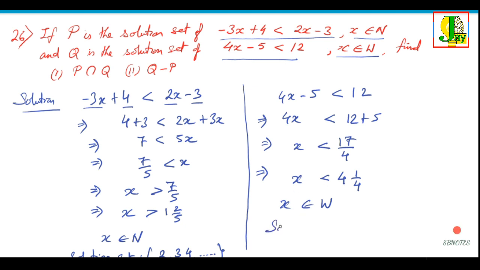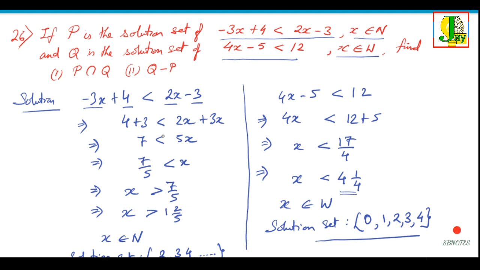So our solution set for this inequation, the numbers which are less than this number and belonging to the whole number set. Okay, so we have 0, whole number starts with 0, 1, 2, 3. Can we write 4? Yes, it's less than this number, so 4 is less than that. And this is the solution set for the second inequation.